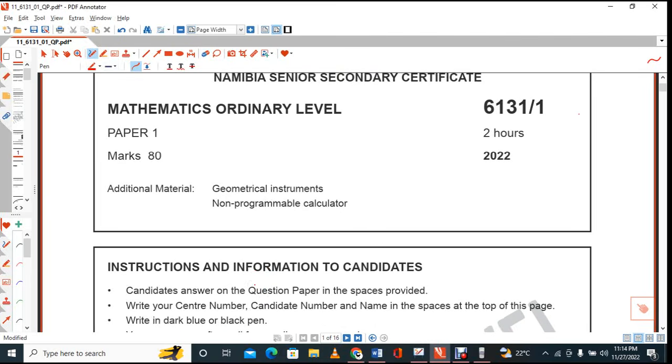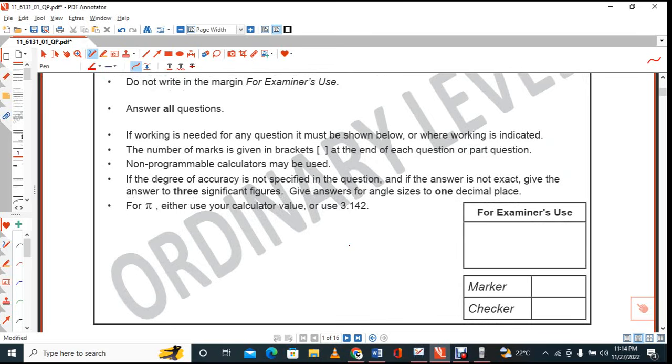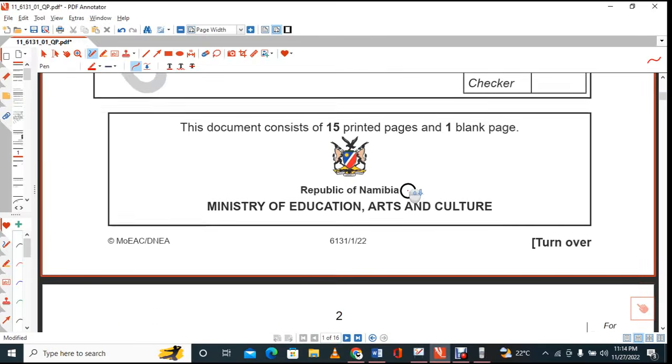Obviously, once you are told that you will need additional material like geometrical instruments, it means that you must have your instruments with you, obviously a non-programmable calculator, and also take note of your rounding. First of all, we answer all questions, and I'm very interested in this bullet point here. It says if the degree of accuracy is not specified in the question, and if the answer is not exact, then give the answer to 3 significant figures. Give answers for angle sizes to 1 decimal place. And then also you will have the pi value of your calculator that you can use, or you can use 3.142. Okay, so let's get to it.